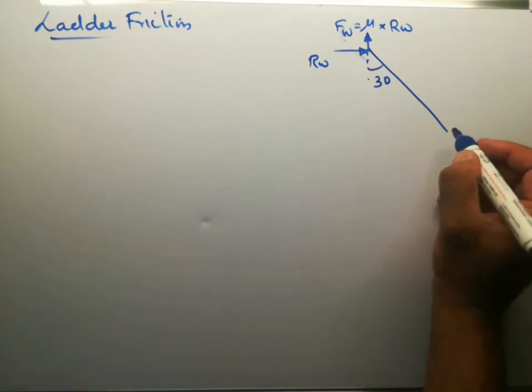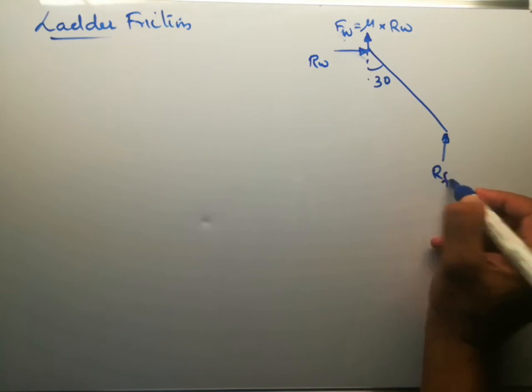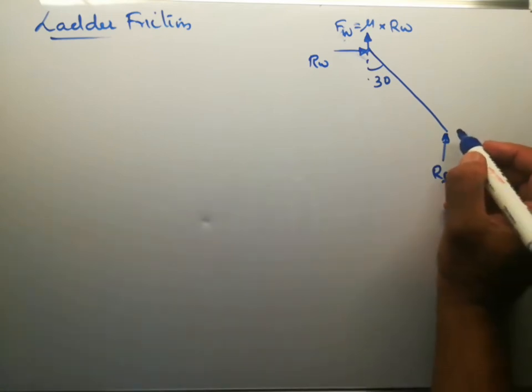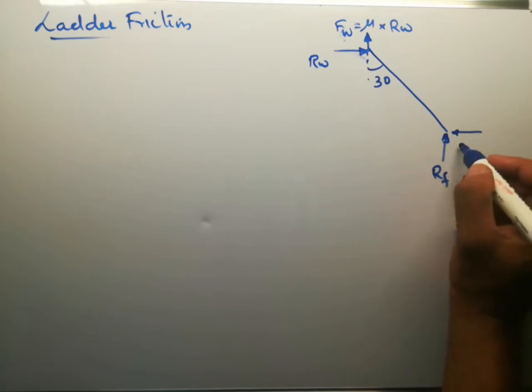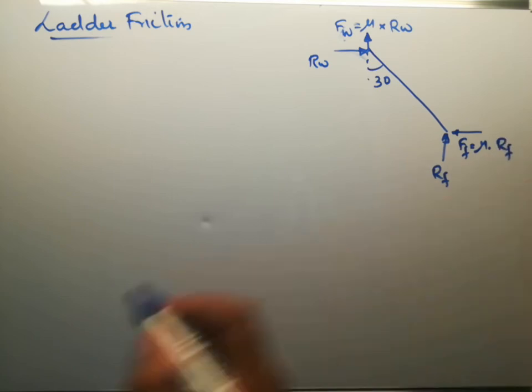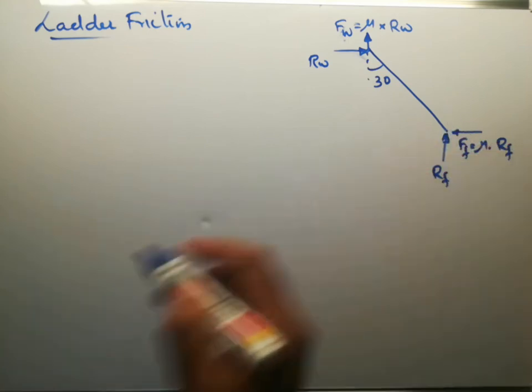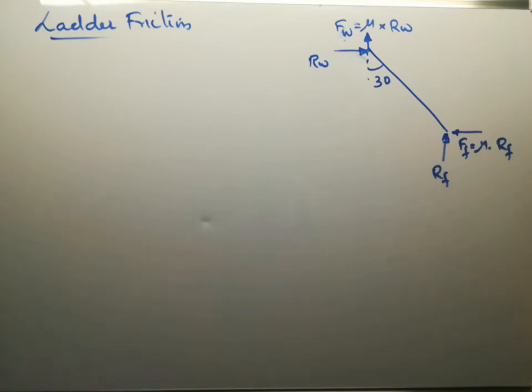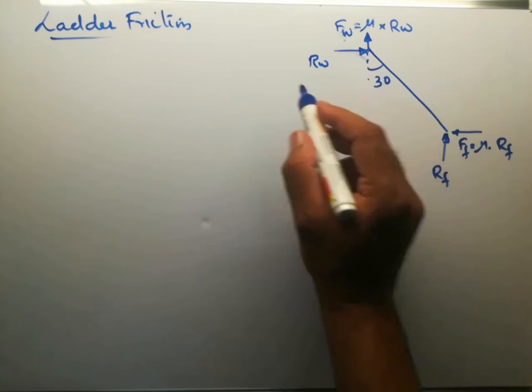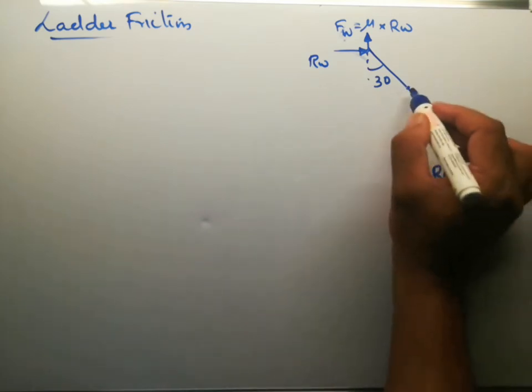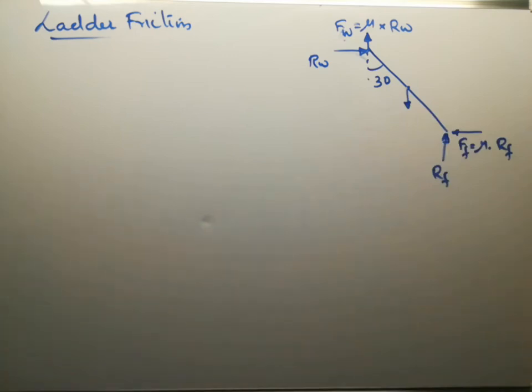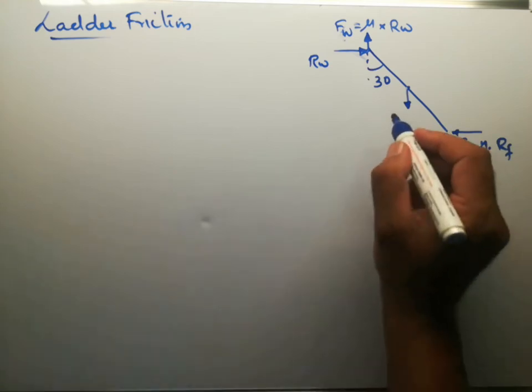And we have RF, normal reaction at the floor, and FF equal to mu into RF, that is limiting friction at point A. Then weight of the ladder acting vertically downwards. Its weight is given as 300 Newton.